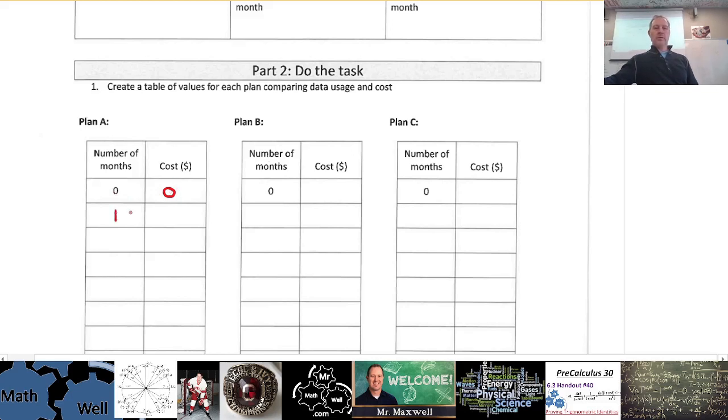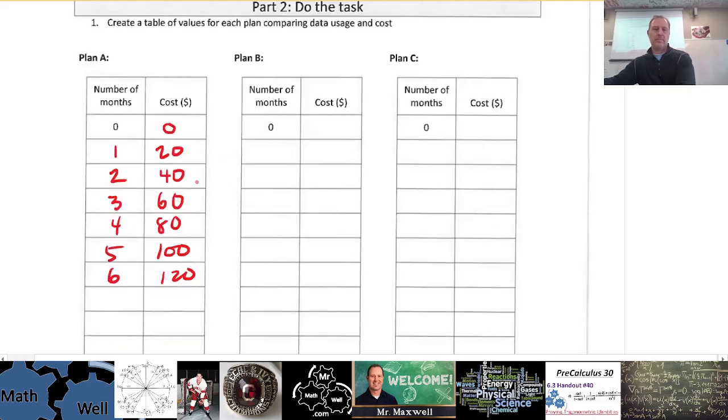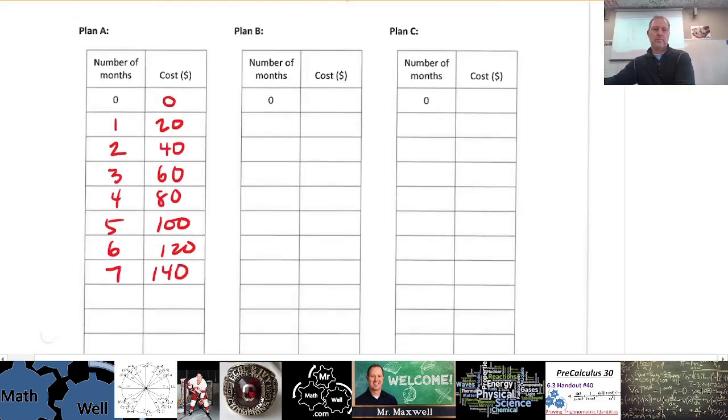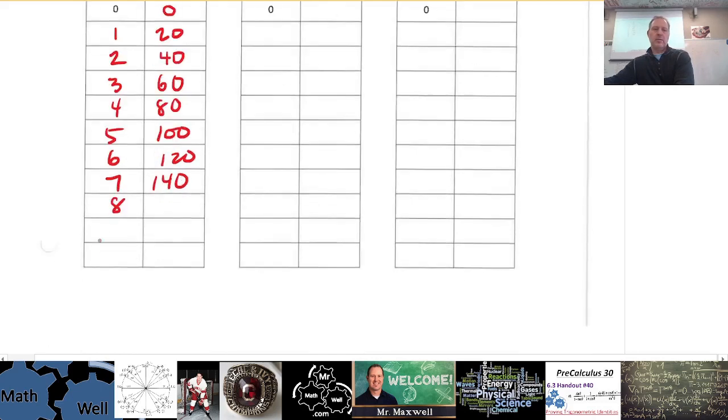After 1 month, how much do you owe? What's the total cost? $20 for the first month. After 2 months, the total cost due would be 40. 3, 60, and so on. So you go ahead and complete this chart all the way down. And you might want to just finish the one column and then do the other one. We're adding 20 each time, aren't we?